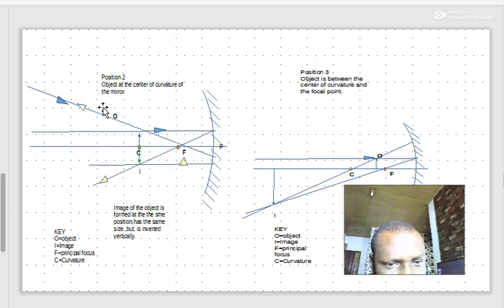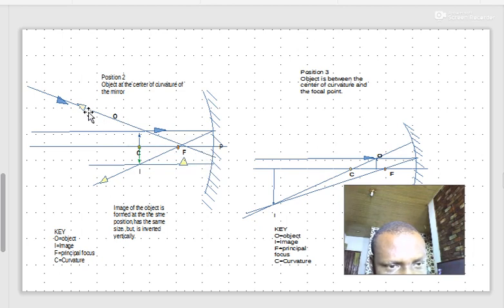Now take a ray that goes through the head of the object again, but this time the ray will pass through the principal focus. This ray is not actually passing through; it's a small error here. This ray should go through exactly, so that it will meet this line at this point. After reflection, this ray will appear as a parallel ray. This is the parallel reflected ray.